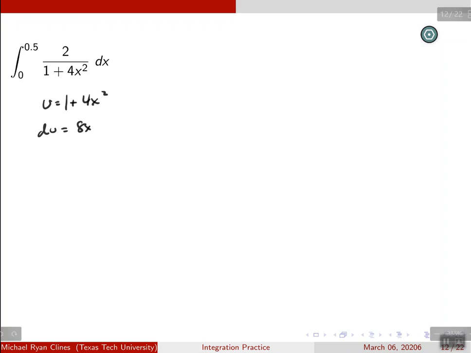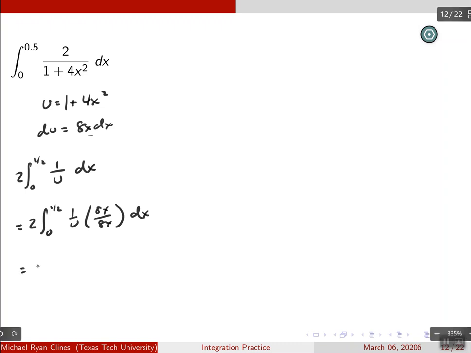All right, cool. So where do we want to go from here? Let's go ahead and pull that constant out in front because, you know, they bother me. So we have 2 times the integral from 0 to 1/2 of 1 over u dx. But now the thing is this requires an 8x dx. We do not have an 8x dx there. So we have to introduce an 8x. How do we do that? Well, multiply by a clever choice of 1. So this is equal to 2 times the integral from 0 to 1/2 of 1 over u times 8x over 8x dx.